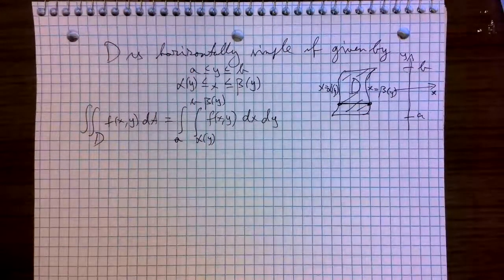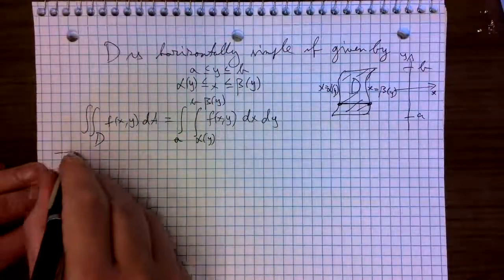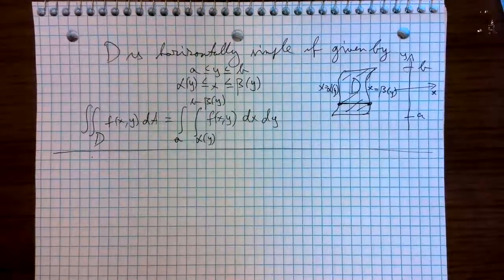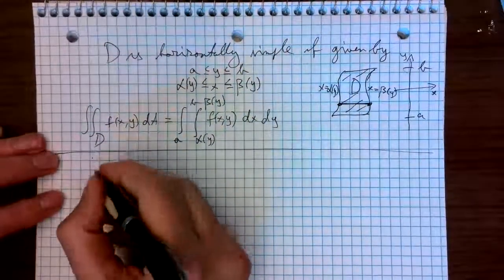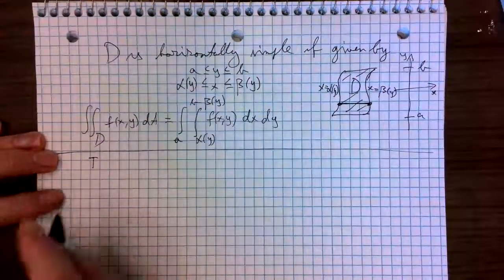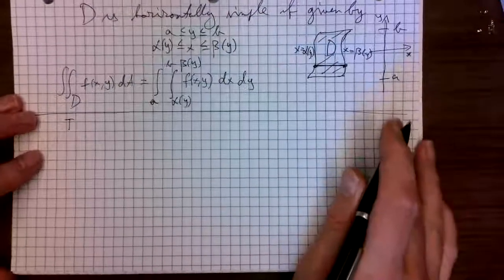So, for example, let's set up this integral. Let's suppose we have a triangle. We're going to call it T because, you know, maybe D is not a good name for a triangle.